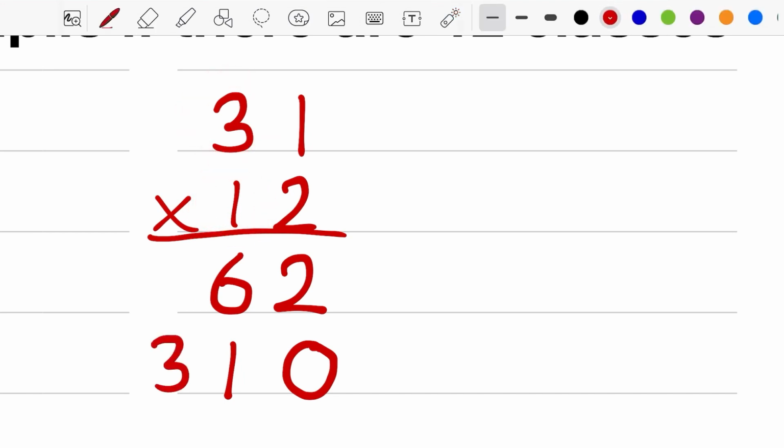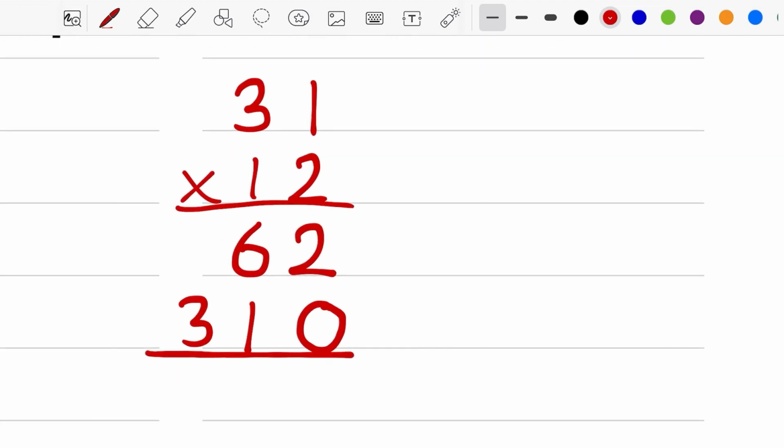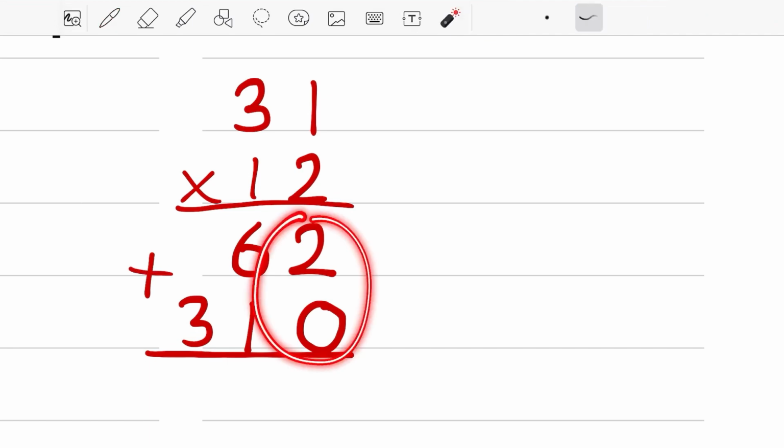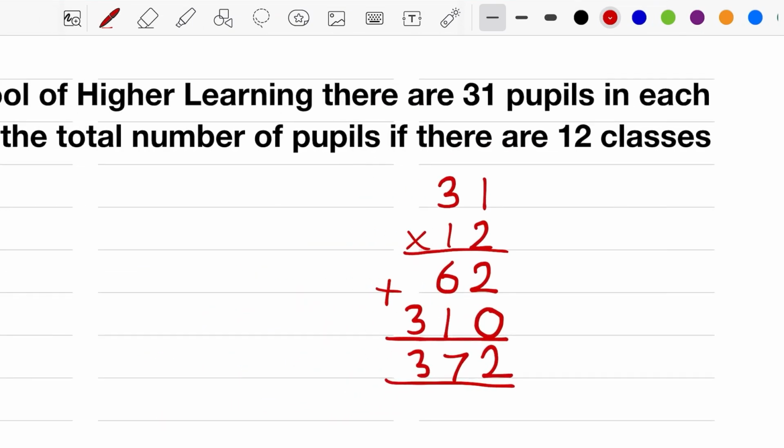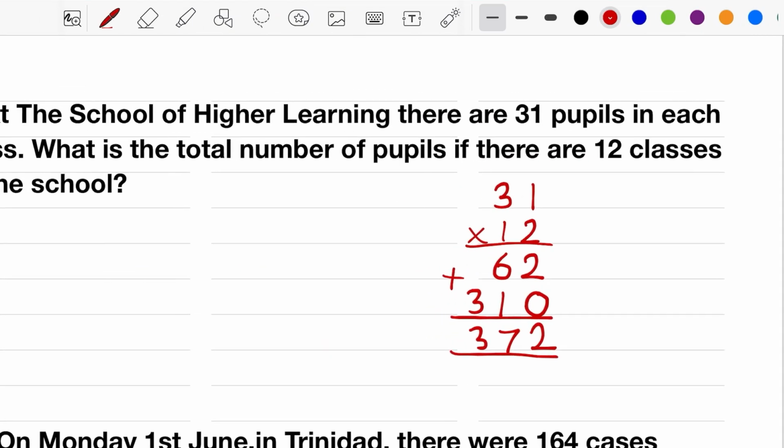The next step is to add. Zero plus 2 is 2. 6 plus 1 is 7. And 3. So your answer is 372 students.